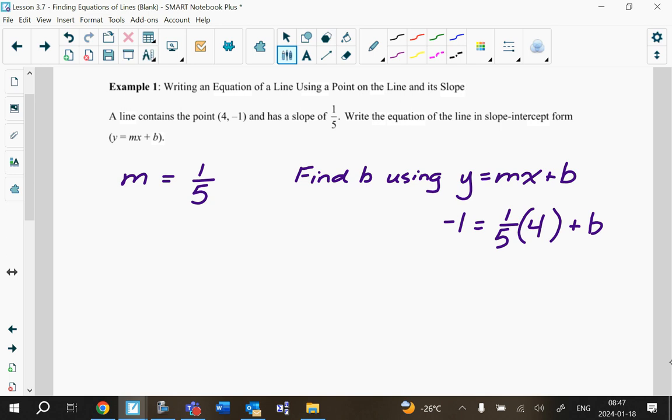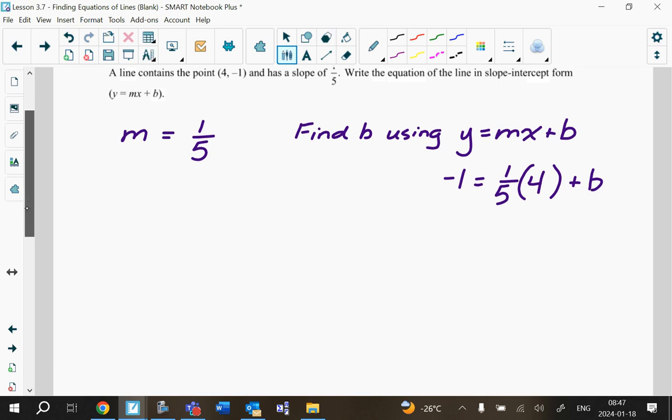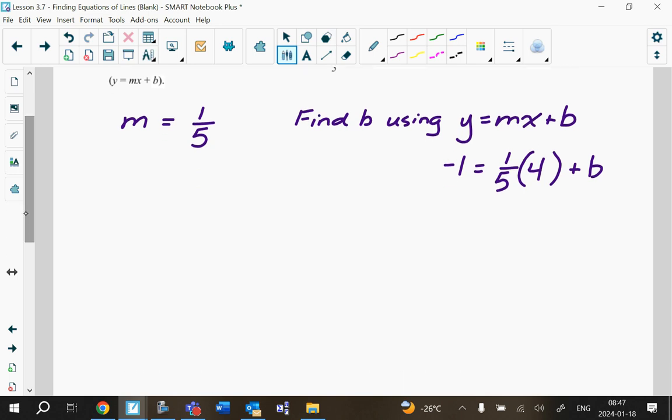Well, this one's a little bit more challenging because it's a fraction equation. First of all, I'm going to multiply these two into 1. What is 1 over 5 times 4, or 4 over 1? 4 over 5 plus b.